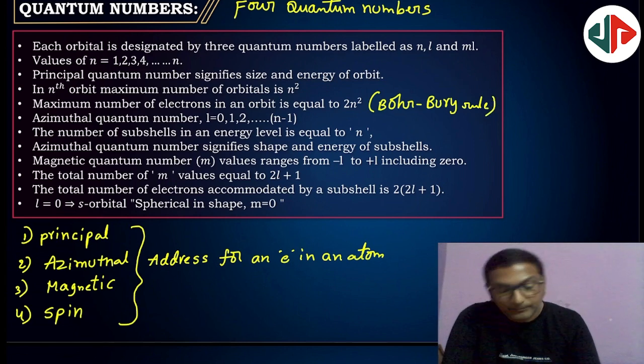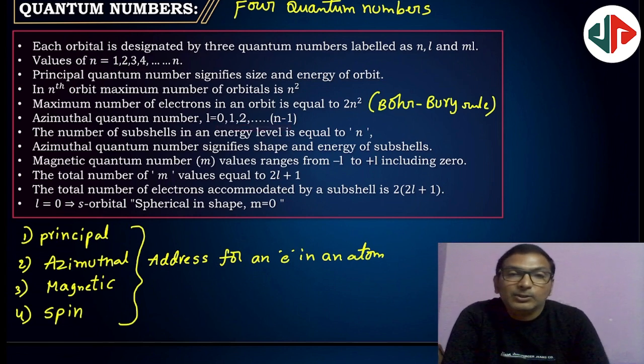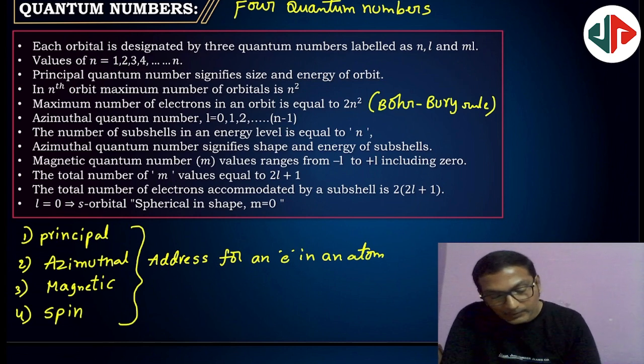2n square. Next, the azimuthal quantum number, denoted with l. l can take values 0 to n minus 1. The maximum value of l is n minus 1. That means the azimuthal quantum number depends on the principal quantum number. The number of subshells in an orbit is equal to n. The azimuthal quantum number gives information about the shapes of orbitals or shapes of subshells.